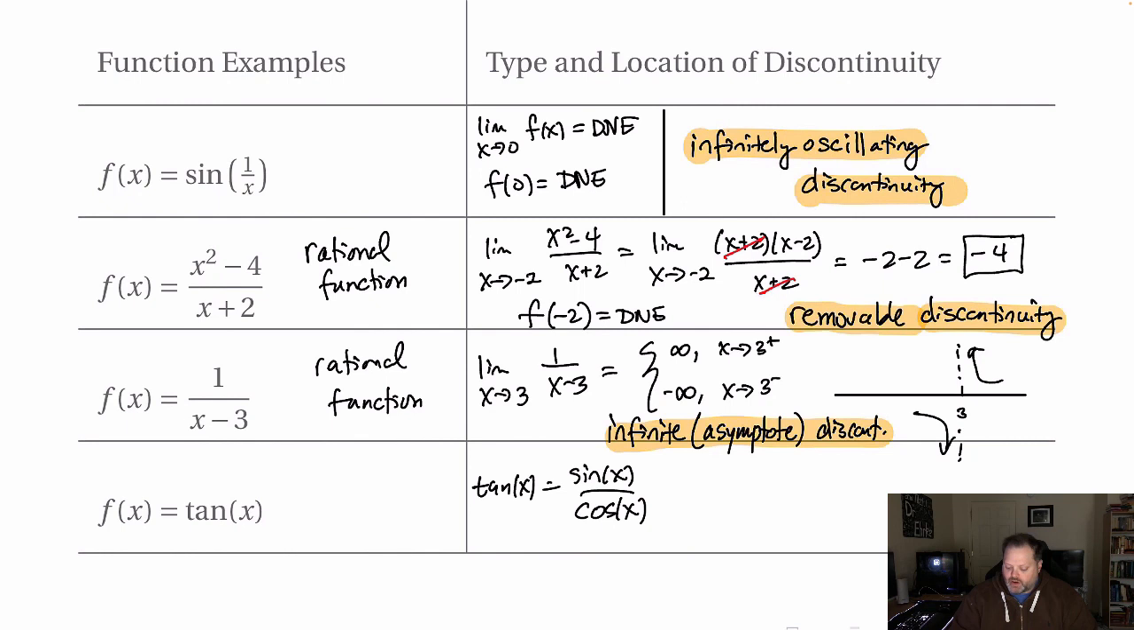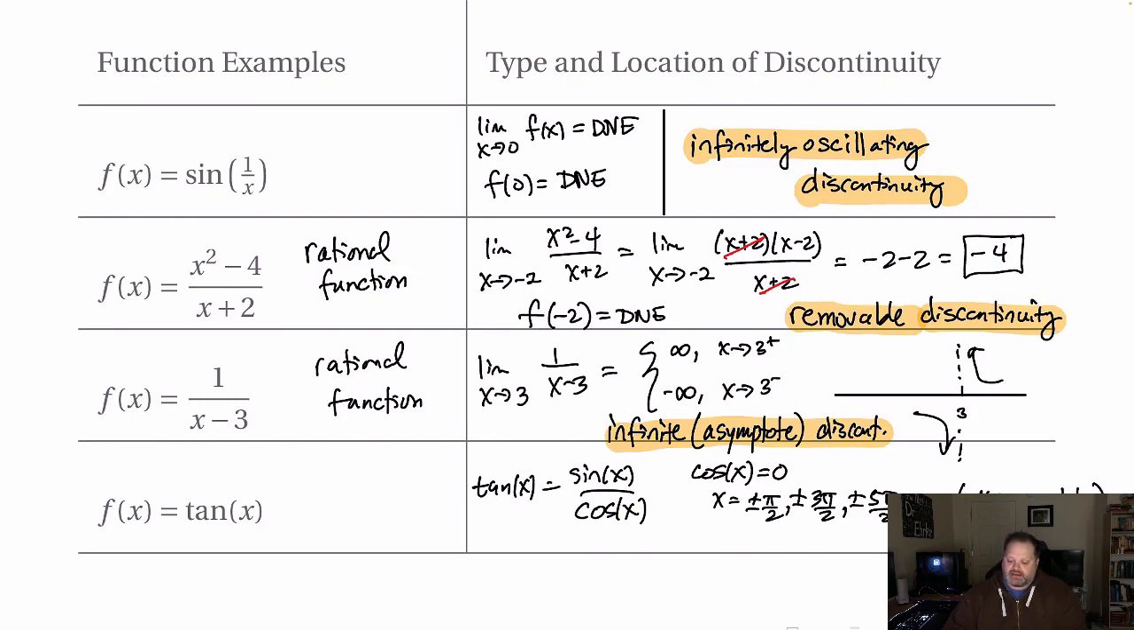That means that anywhere cosine is 0, which would be at pi halves, 3 pi halves, etc. So I'll just write it this way: plus or minus pi halves, plus or minus 3 pi halves, plus or minus 5 pi halves, all the odd multiples of pi halves. These are all vertical asymptotes. So this is an example of a problem that has an infinite number of asymptotes.